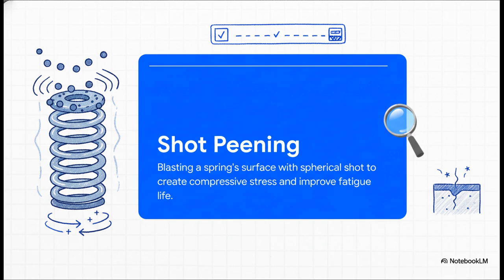And one of the coolest tricks up a designer's sleeve is a process called shot peening. The best way to think about it is like this. You're essentially giving the spring's surface a suit of armor. You're blasting it with tiny metal balls, which creates this protective layer of compressive stress. This makes it way more resilient to repeated loading and helps stop tiny fatigue cracks from ever starting.